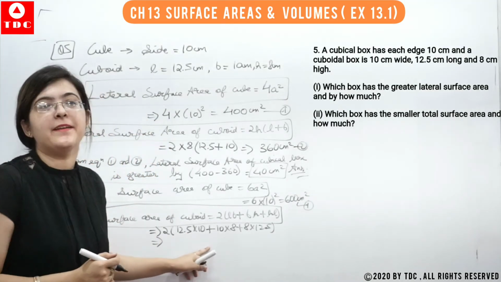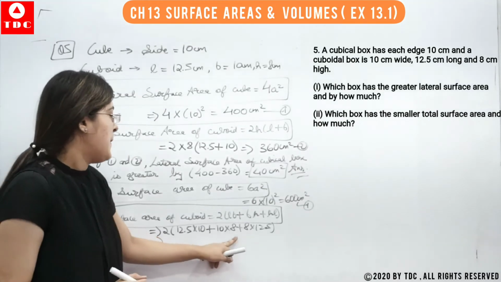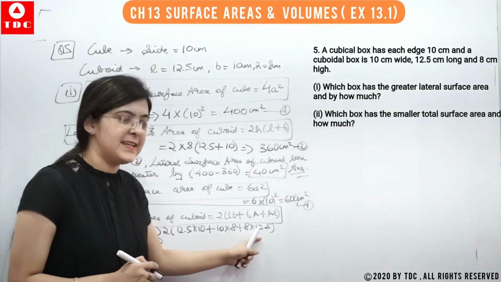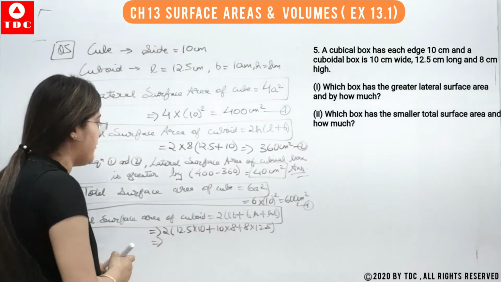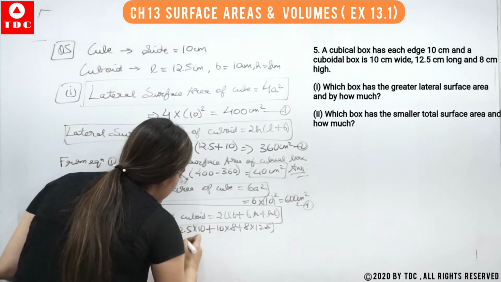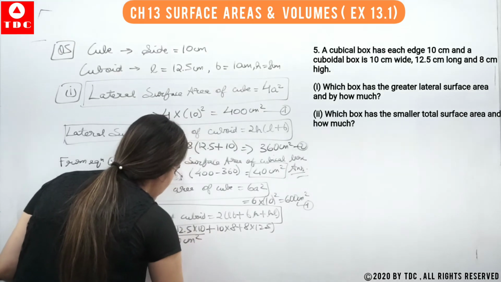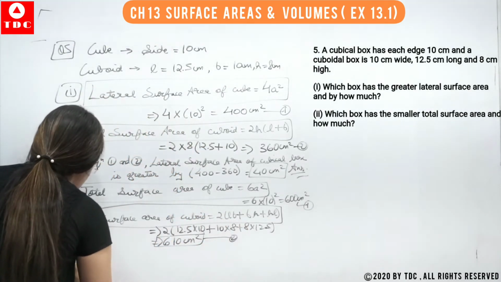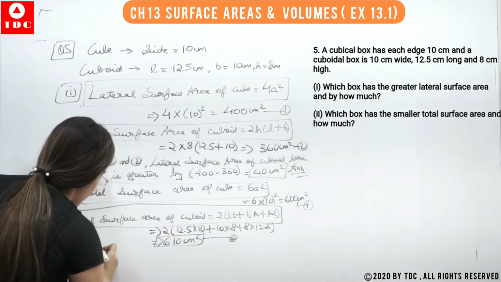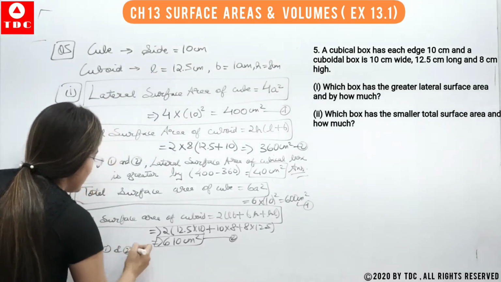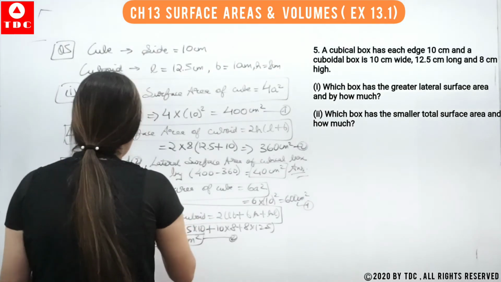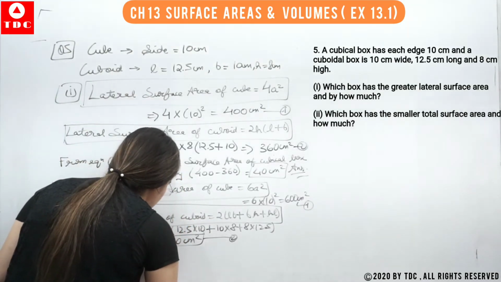12.5 into 10, 125 plus 80 plus 100. You will get 305, 2 into 305, 610 centimeters square. Okay, give it equation 2. So from equation 1 and 2, who has a greater total surface area? Cuboidal box. Okay, what will you write?